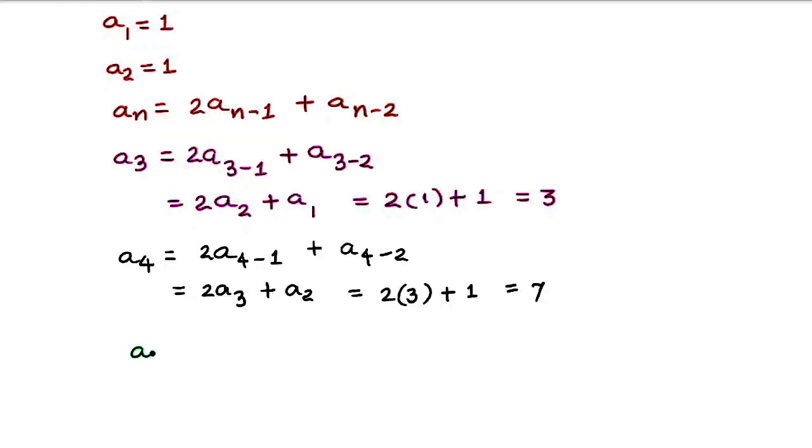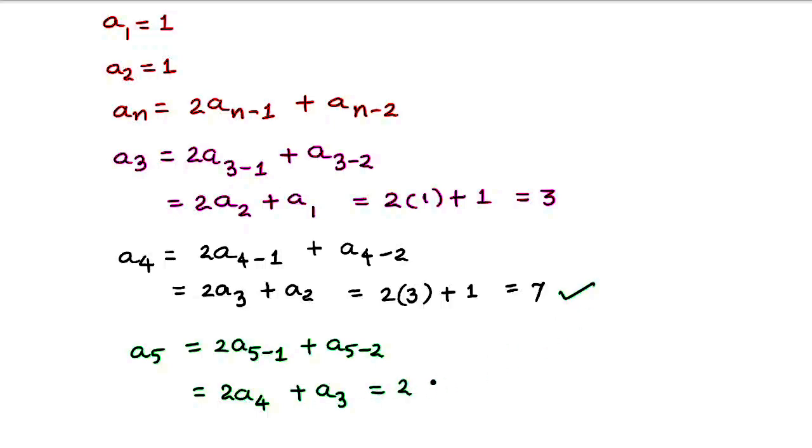Next fifth term. a5 equal to 2 into a(5-1) plus a(5-2) equal to 2 into a4 plus a3. This is equal to 2 into a4 is 7 plus a3 is 3, equal to 2 7s are 14 plus 3, 17.